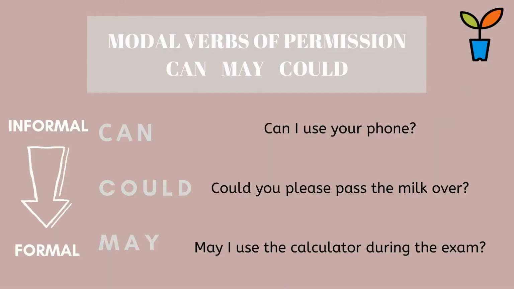And this is all for this very short unit. Permission. Okay, can, could, may. In this order, from informal, polite, and formal.